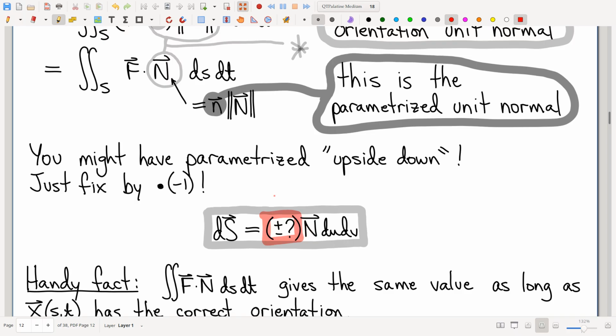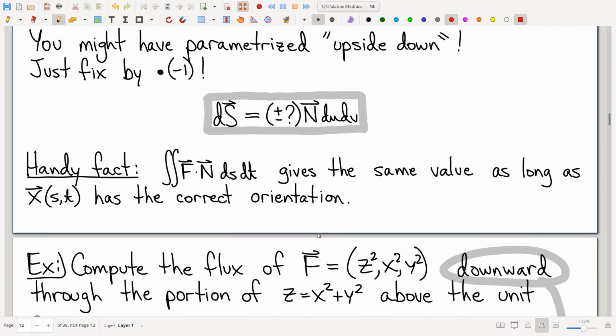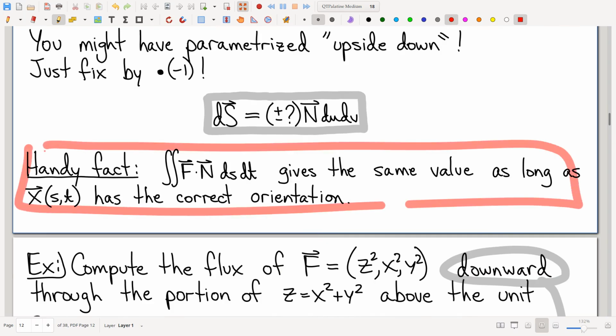If it turns out that for whatever reason it's easier to parameterize upside down, or said differently, if you parameterize just trying to get a parameterization on the page, and then you subsequently realize that you parameterized upside down, no sweat, fix it with a minus sign. And I'll show you an example in just a moment. One last little bit of good news: other than this minus sign issue, parameterizations don't matter. So day in and day out, parameterize however you want, and worry about the orientations afterwards.